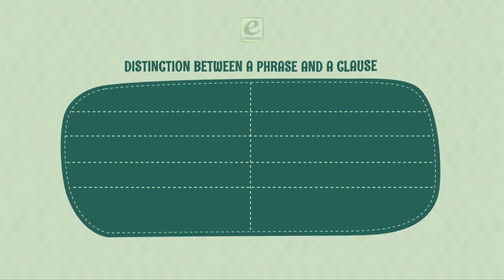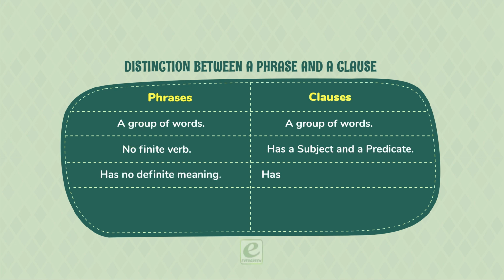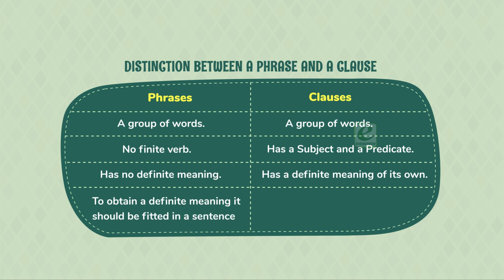Distinction between a phrase and a clause. Phrase: a group of words, no finite verb, has no definite meaning. To obtain a definite meaning, it should be fitted in a sentence. Clause: a group of words, has a subject and a predicate, has a definite meaning of its own, forms part of a larger sentence.